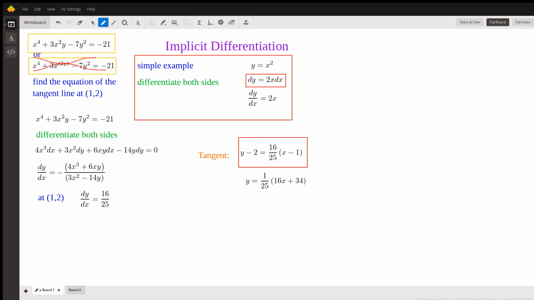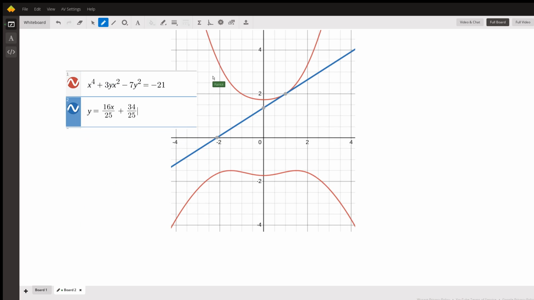Now, it's done, but I always like to check and make sure that it makes sense. Desmos is my go-to tool, so I put in the function and the tangent line and see what it looks like. The red one is the function, and the blue one is the tangent, and it looks pretty nice because there's the point (1, 2). You can see that my tangent line is in fact tangent to the curve at that point, so I feel pretty good about it.